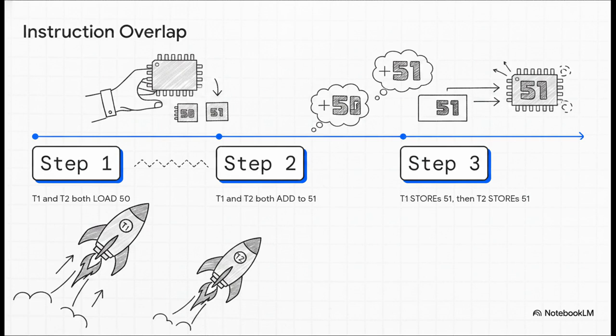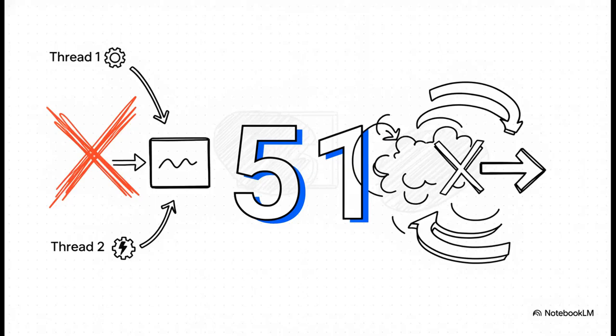Now, thread 1 adds 1 to its local register, getting 51. Thread 2 adds 1 to its local register, also getting 51. Thread 1 finally stores its 51 back to shared memory, and literally a microsecond later, thread 2 overwrites that memory by storing its own 51. So, the crucial point is that whoever stores their data last wins. Thread 2 completely overwrites the work of thread 1 because both threads made their calculations based on the exact same initial outdated state of the shared memory.